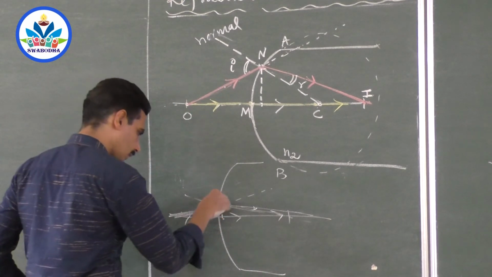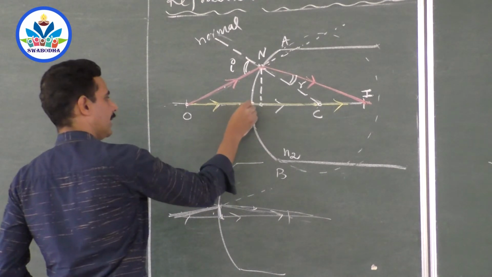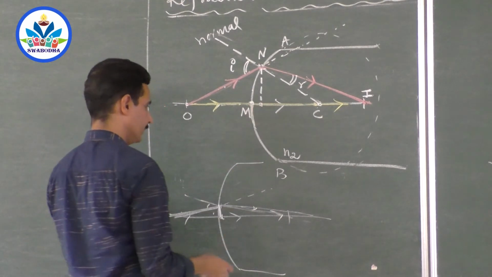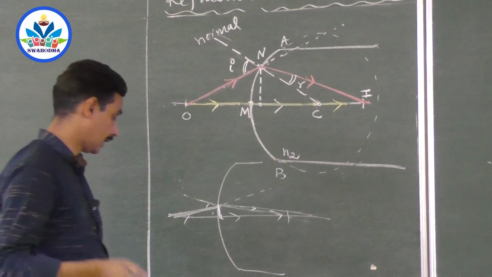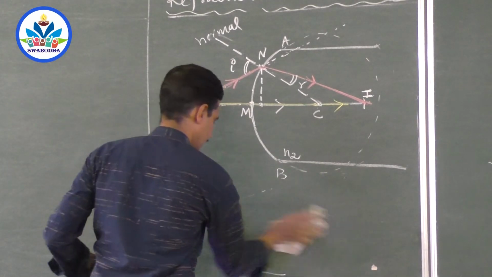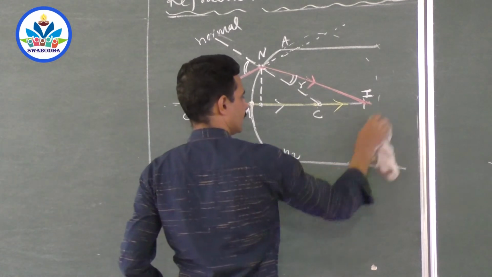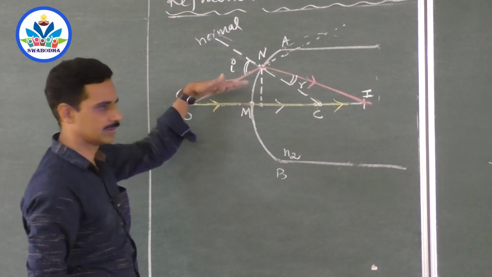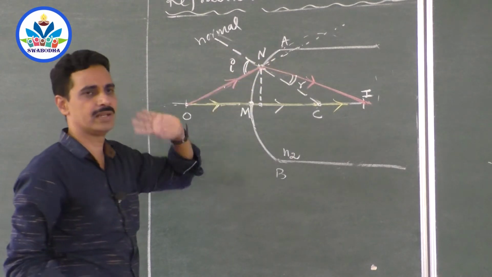In that case, if you draw a normal here, won't this point fall on m itself? So m and n are one and the same if this ray is very close. But in the diagram I can't show it, because I have to mark so many things, so it becomes difficult. That is why I didn't take the ray of light very close to the principal axis, but it does mean that it is very close. All these angles are very, very small.